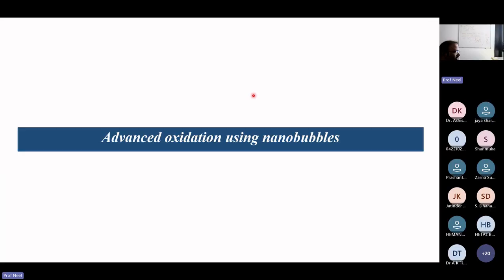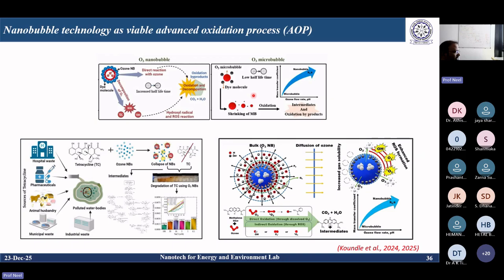Advanced oxidation, we have done a lot of experiments on advanced oxidation, on how tetracycline and other compounds can be degraded by using nanobubbles, and dye molecules, of course, can be degraded very easily. And of course, tetracycline can also be degraded very easily. A nanobubble has an advantage over the microbubble because a nanobubble is very, very small in size, and it can transfer the ozone very effectively in the system.